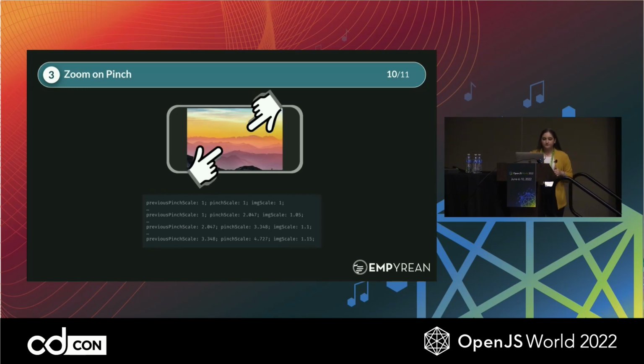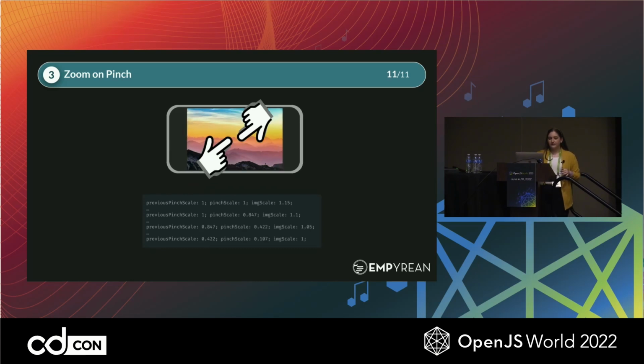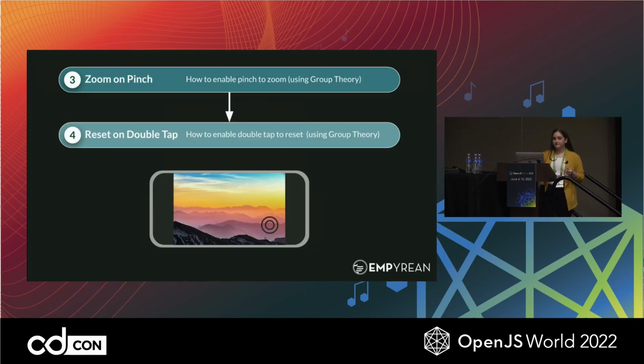So here, we are zooming out. Our pinch scale is getting bigger, and we can see our image scale is also getting bigger. Now we're zooming in, our pinch scale is getting smaller, and our image scale is also getting smaller. So we've now implemented zoom on pinch.